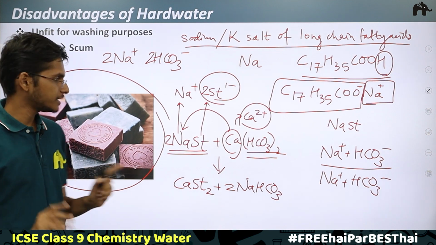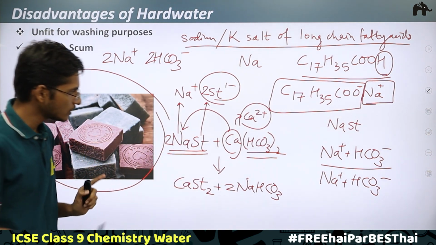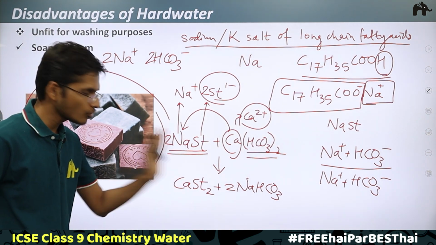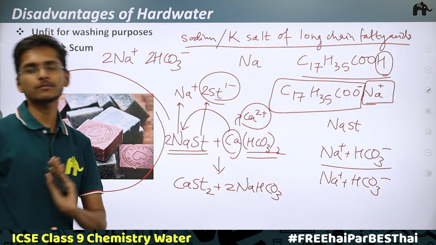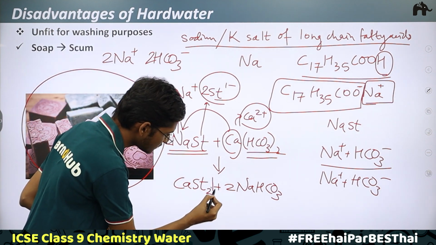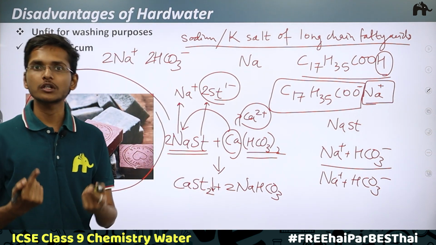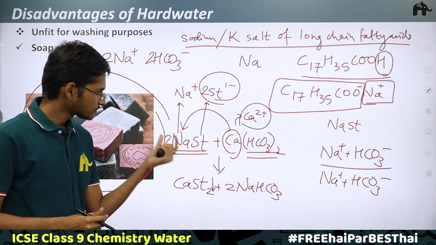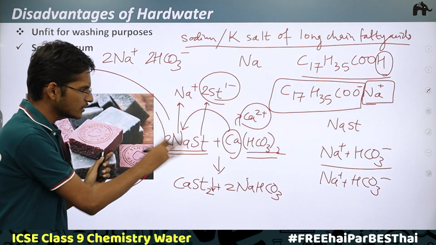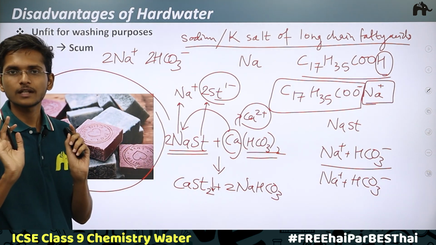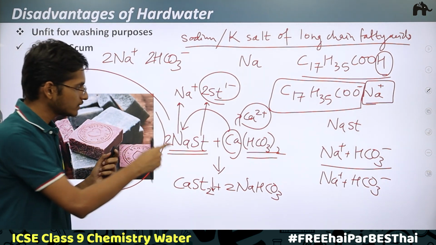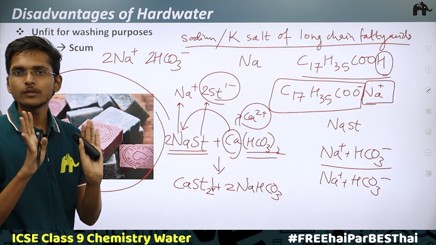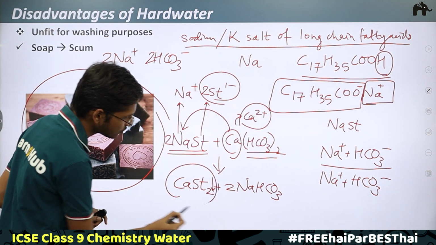Now let's reach the conclusion. What has actually happened here is, from this reaction we can figure out our sodium stearate is now converted into calcium stearate. So this sodium salt is now converted into the calcium salt, and this calcium salt is not soluble in water. So this sodium stearate is no longer present in water, because it is being converted into calcium stearate, and this calcium stearate is not soluble. So this calcium stearate which is formed is called scum.